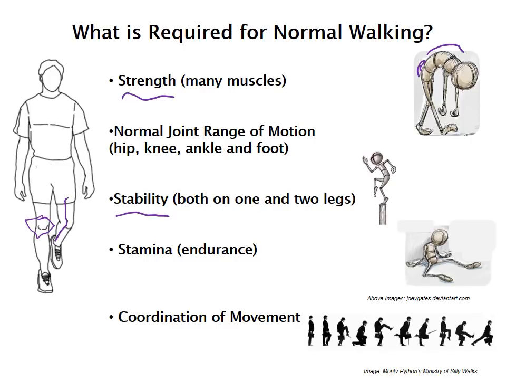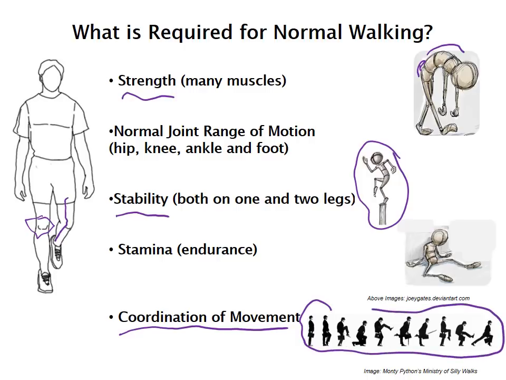Obviously we need some stability, and along with stability is coordination of movement, such that we need some balance. We need that neuromuscular system to be relatively intact so that we can coordinate our left and our right side, our hips and our knees and our ankles, etc. And we also need some stamina.